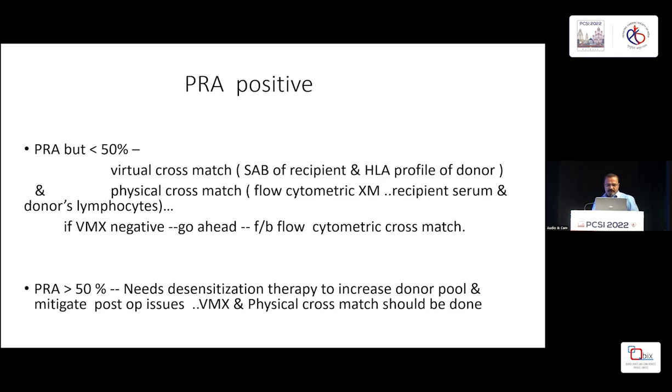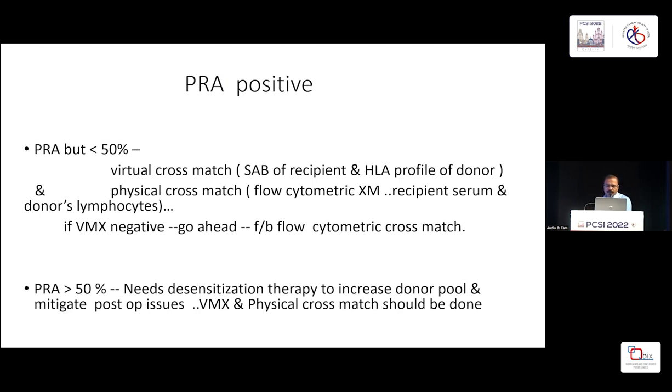So how do we manage if the PRA is positive and less than 50%? In this kind of patient, we do a virtual cross match. For the virtual cross match, we need the SAB of the recipient and the donor HLA profile. The donor HLA profile we can get even prior to the transplantation, and we can do the virtual cross match even before accepting the heart.